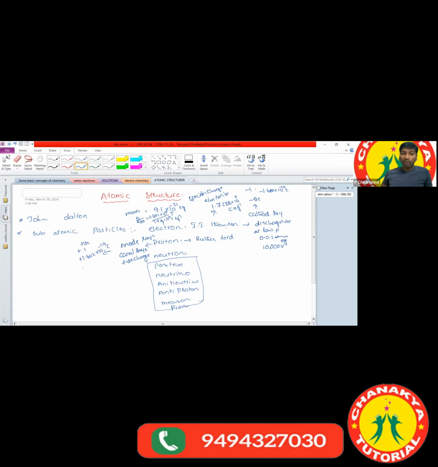And what is the mass of the proton? The mass of the proton we can take as 1.007. That is the mass of the proton. And the specific charge of the proton, the e by m value, is 9.5 into 10 power 7 coulomb per kg. Clear? And the generation of protons depends upon the nature of the gas.